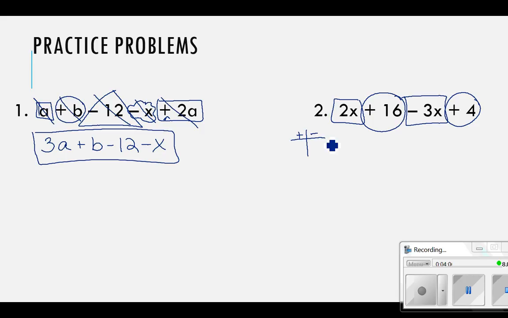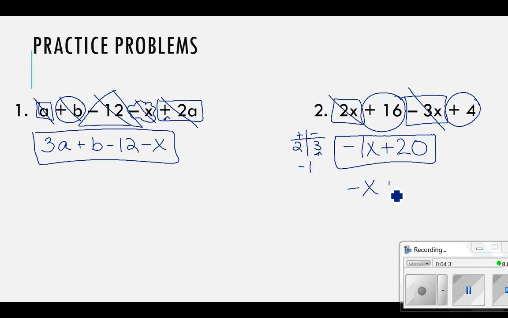I'm going to make a t-chart because it looks a little tricky. I have 2 and I have 3. We're going to find the difference, so that would be 1. And since 3 is more, it's a negative 1. So we have negative 1x. And then I have 16 plus 4, which is positive 20. So I put plus 20. An even simplified version of this answer would be negative x plus 20, because you do not need the 1 in front of it. But both of these are mathematically correct.